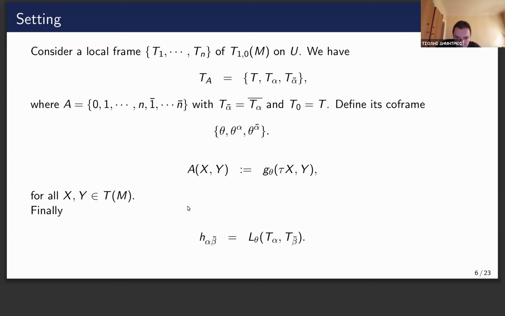Okay. And we have this final definition that we find h of alpha bar beta equals L theta, which L theta is just the Levi form, as we mentioned in the previous time. I will remind you exactly what this is in a minute. And we have T alpha, T bar beta.